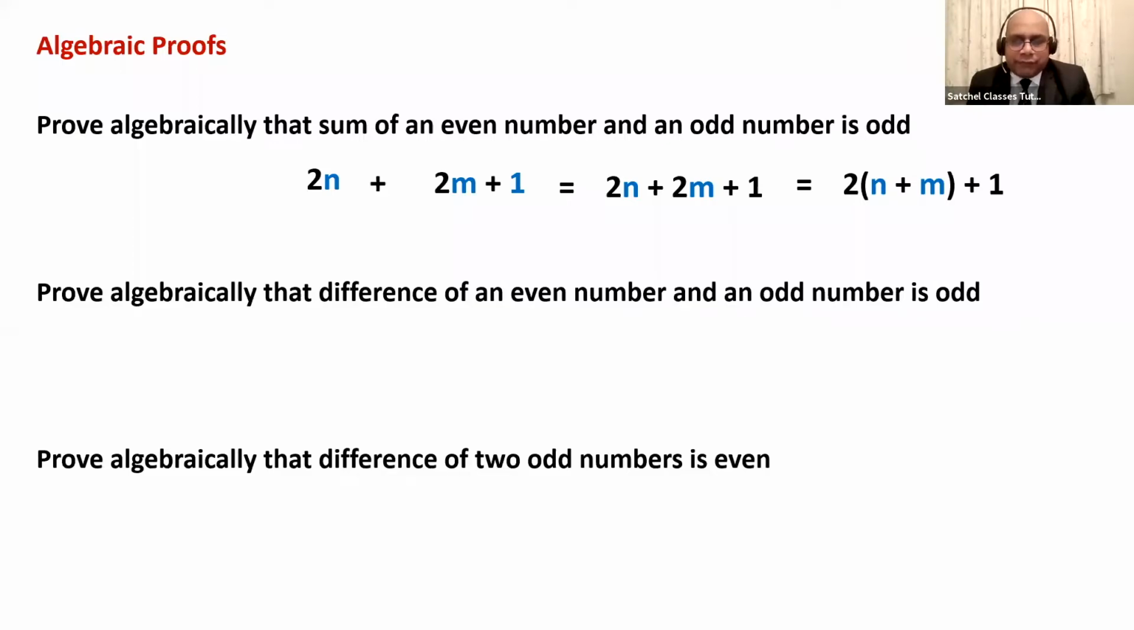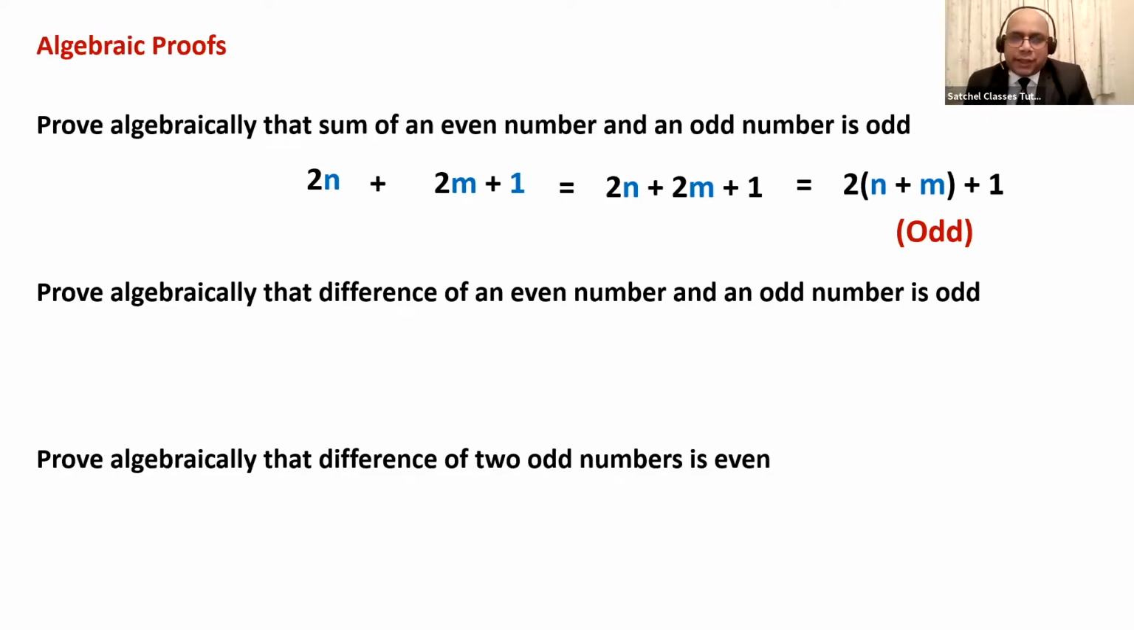Now, if you look carefully, this is a multiple of 2 plus 1, right? 2 times something, which is an even number because it's a multiple of 2, plus 1 makes it an odd number, right? So we have proved that the sum of an even number and an odd number is odd. Let's go to the next one. Prove algebraically that the difference of an even number and an odd number is odd.